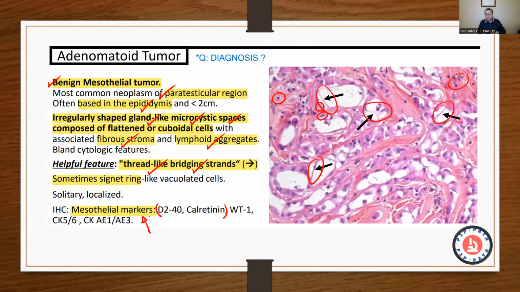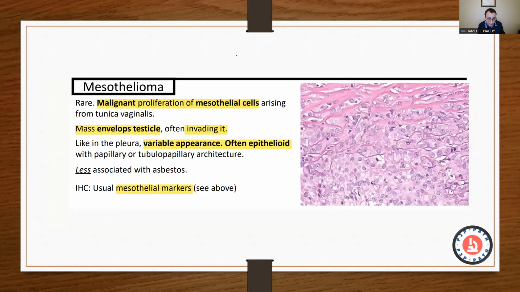Okay, so these mesothelial markers, these are the two key immunohistochemical stains that you do for mesothelium, D240 carotene, WT1 also. Since this is a mesothelial neoplasm, it's usually positive for mesothelial markers or IHC markers. Adenomatoid tumor, remember the threads, please. It was asked in one of the questions as a diagnosis, paratesticular neoplasm or paratesticular mass. Please remember.